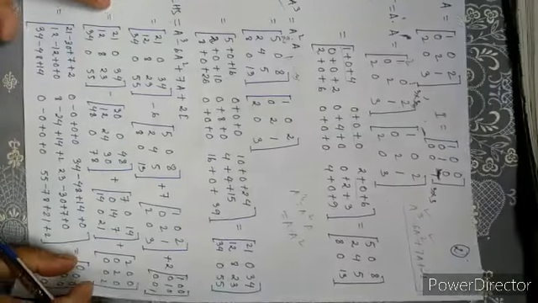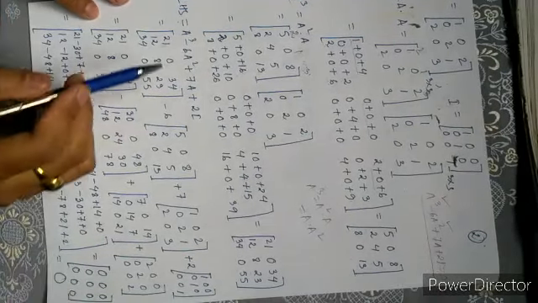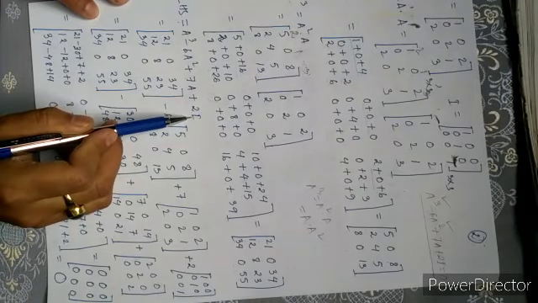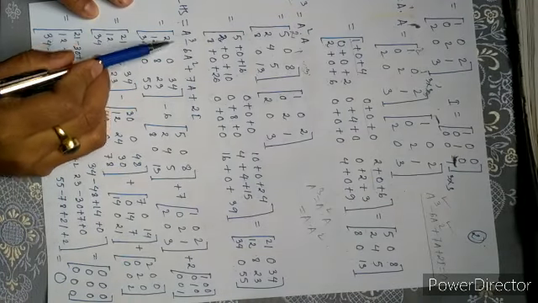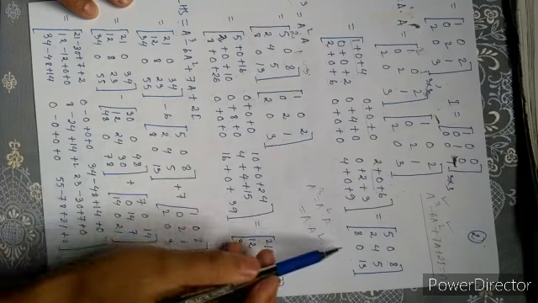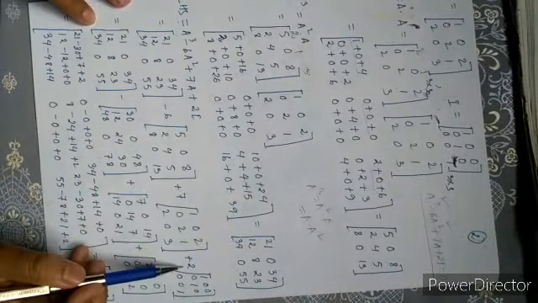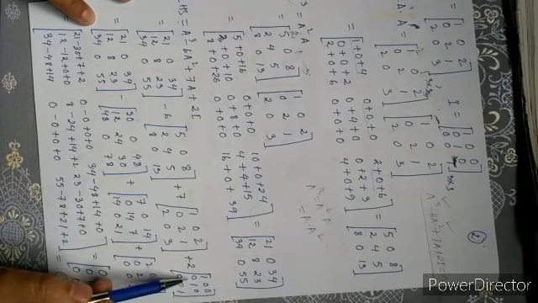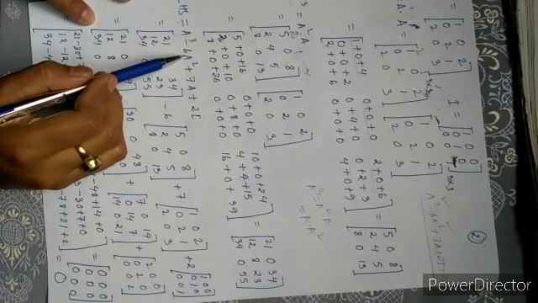Then write the value of left hand side. Left hand side is A cube minus 6 times A square plus 7A plus 2 times I. A cube value is written with all the elements, minus 6A square, plus 7A, plus 2 times I. I is the identity matrix of order 3, whose elements are 1, 0, 0, 0, 1, 0, and 0, 0, 1.